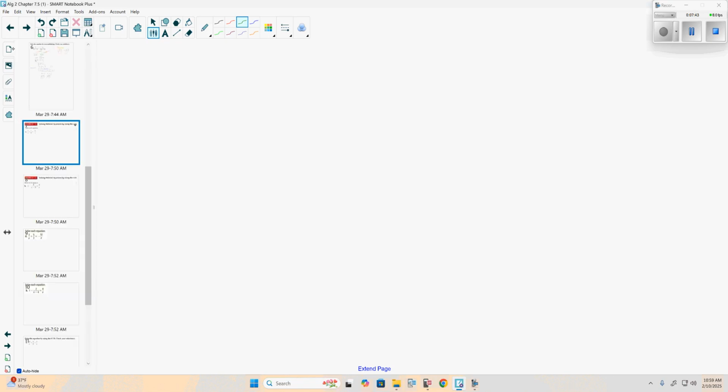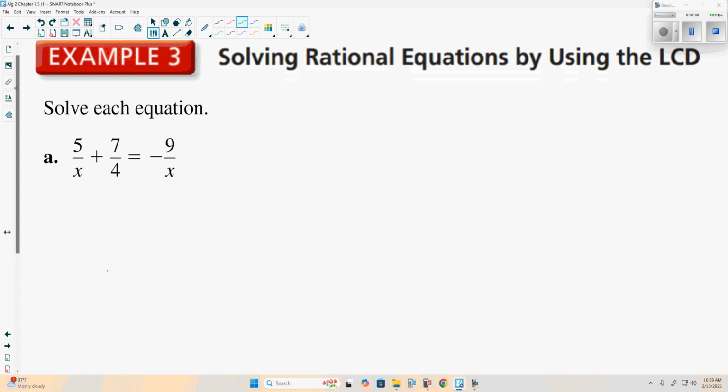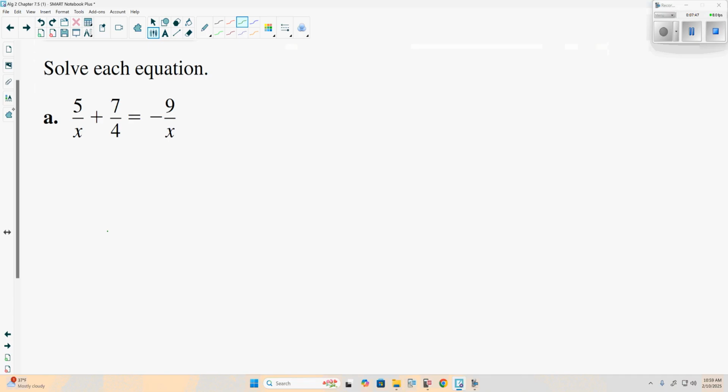We're going to go and look at the next one. We want to solve 5 over x plus 7 over 4 is equal to negative 9 over x.